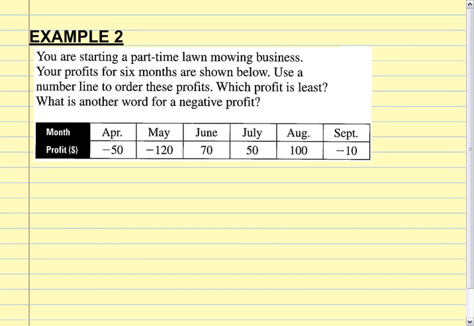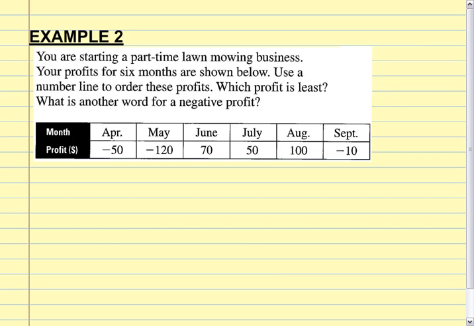So, example number 2 says, you are starting a part-time lawn mowing business. Your profits for 6 months are shown below. Okay, here they are. Ooh, you didn't make any money in April. You must have bought a lawnmower or paid a lot in gas or something. You didn't make any in May. I don't know. It looks like you broke someone's window or something. You had to pay for that. Now you made some money in June and in July and in August, and you lost some in September.